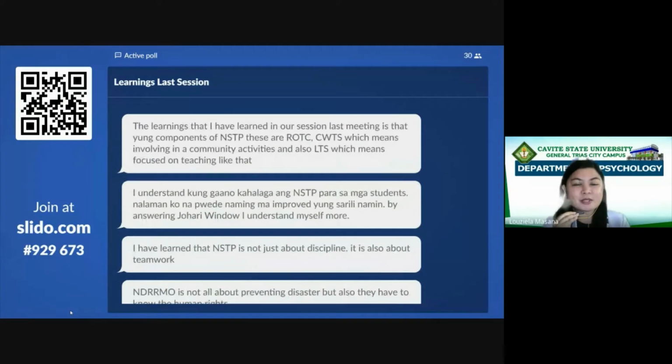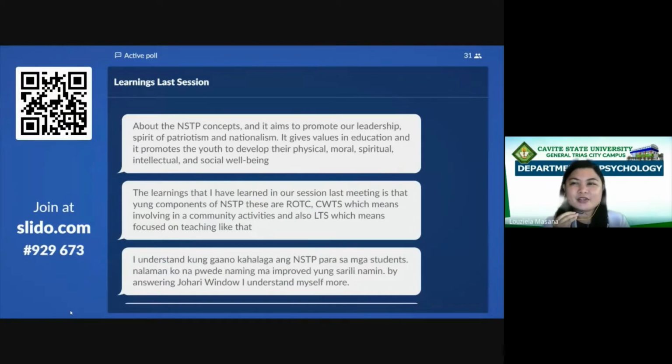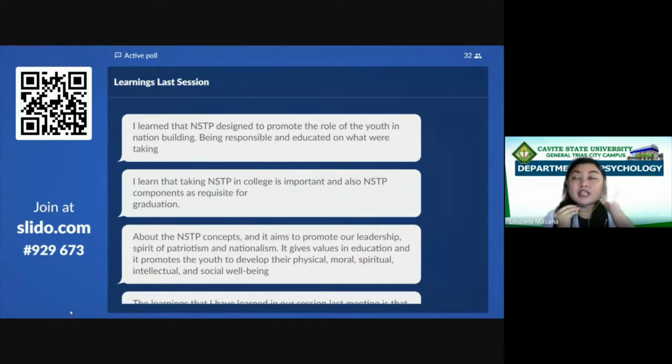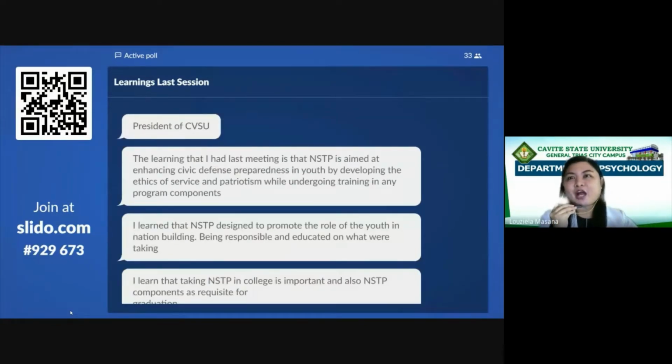Ito maganda, the NDRRMO. It's not about preventing disaster. Maganda, no? It is not just for that area or that unit. What else? ROTC, CWTS, LTS. Sana hindi lang acronym ang alam natin, pati yung ibig sabihin ng acronym, ano? Gaano kahalaga ang NSTP para ma-improve ang sarili? NSTP concepts, leadership, spirit of patriotism, nationalism. Ayan. Very good. It's a requisite for graduation. Tama naman. You will not graduate talaga. You will not be a product of CVSU if you will not take NSTP because it's a requirement.